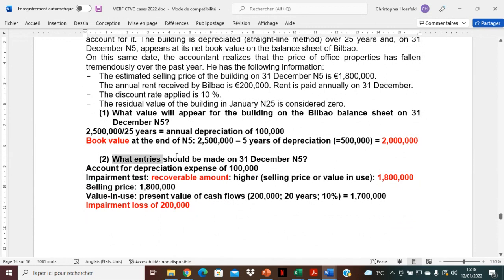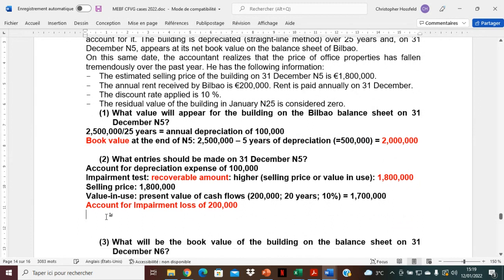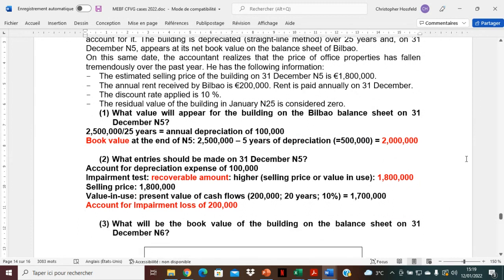So therefore, what are the accounting entries at the end of N5? Well, account for depreciation expense of 100,000 and account for an impairment loss of 200,000. Okay, questions? No questions so far. Okay.